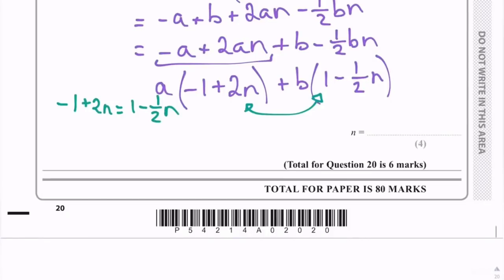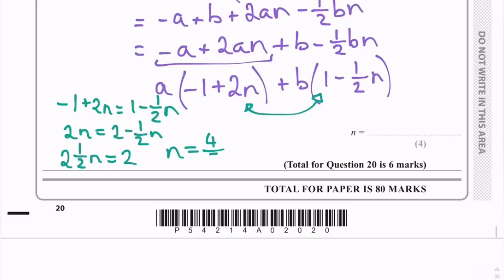Okay, let's try and solve this. So add 1 to both sides to get rid of this minus 1 here. We get 2n equals 2 minus a half n. Add half n to both sides. We get 2.5n equals 2. And divide both sides by 2.5. You can do this on your calculator. You get n equals 0.8 or 4/5. There you go, n equals 4/5.